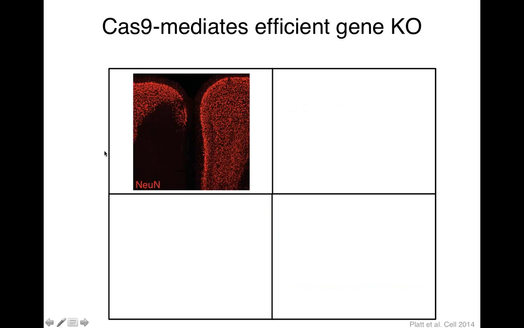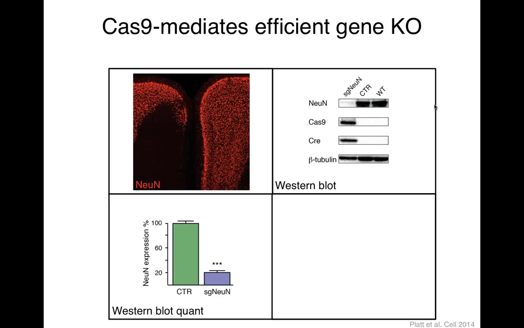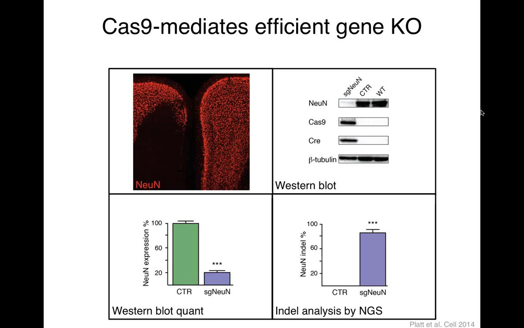And to quantify this, we dissected out this target region, performed Western blots first. And on the left side, we have the Nun case, which is the injected side. We have CTR, which is the contralateral, or the opposite side of the brain. And we also have a wild-type animal not shown here. And what you can see is that only when you deliver the virus do you get Cas9 and Cre expression, and only when you deliver a virus do you get this robust knockdown of Nun. And if you perform replicate Western blots, you achieve about 80% knockdown of that protein. And if you, on the same sample, perform next-generation sequencing and indel analysis, you see that 80% of sequencing reads have indels. And the protein and the DNA match up nicely.